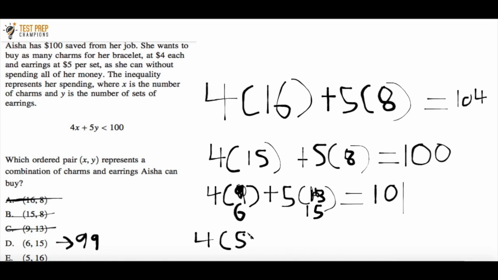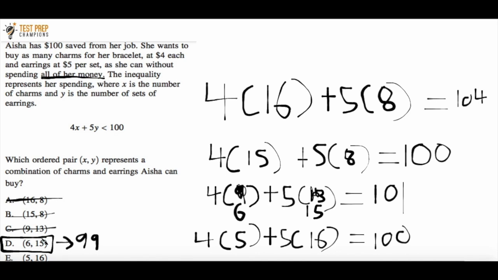4 times 5 plus 5 times 16. So let's test this and see what I get. 4 times 5 plus 5 times 16. I get exactly 100, which is not what we want here, because remember, she wants to see what she can buy without spending all of her money. She only has $100, so she doesn't want to spend that full 100, but she's okay going up to 99. So in that case, D is the correct answer here. And this is a good real-world application of an inequality type of question.